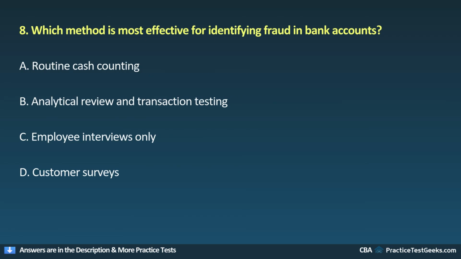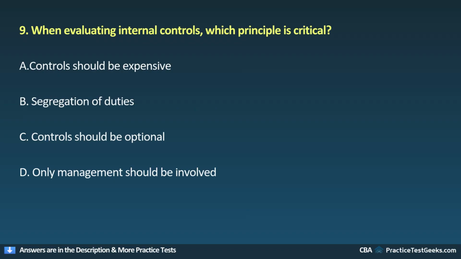8. Which method is most effective for identifying fraud in bank accounts? A. Routine cash counting. B. Analytical review and transaction testing. C. Employee interviews only. D. Customer surveys.